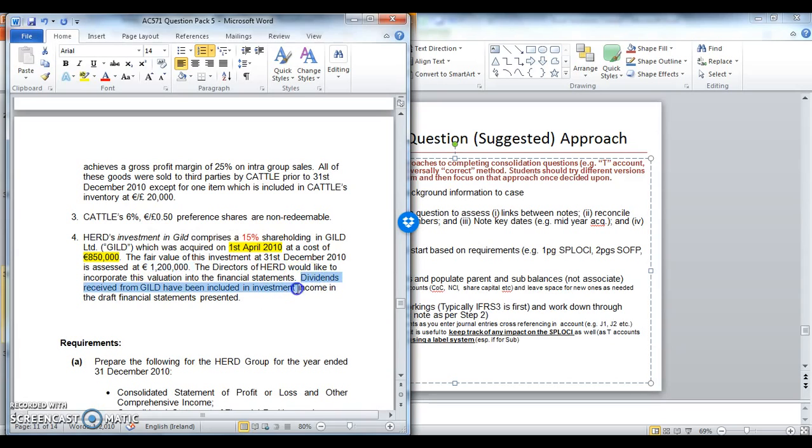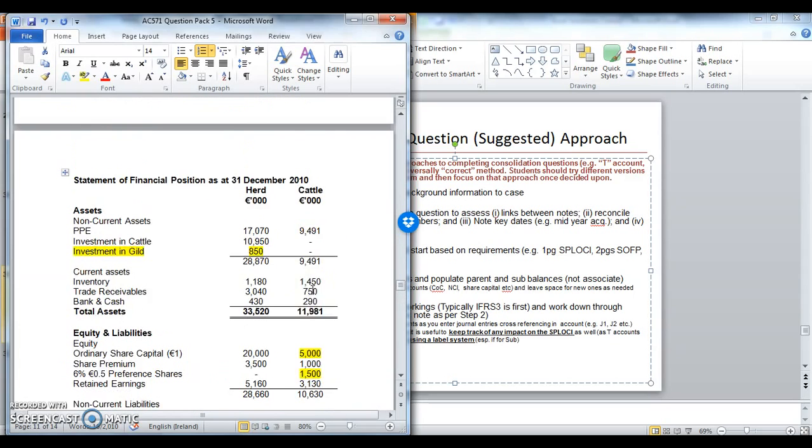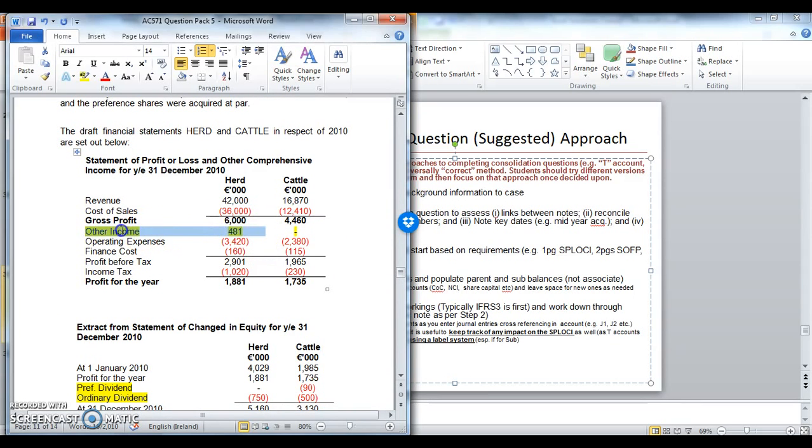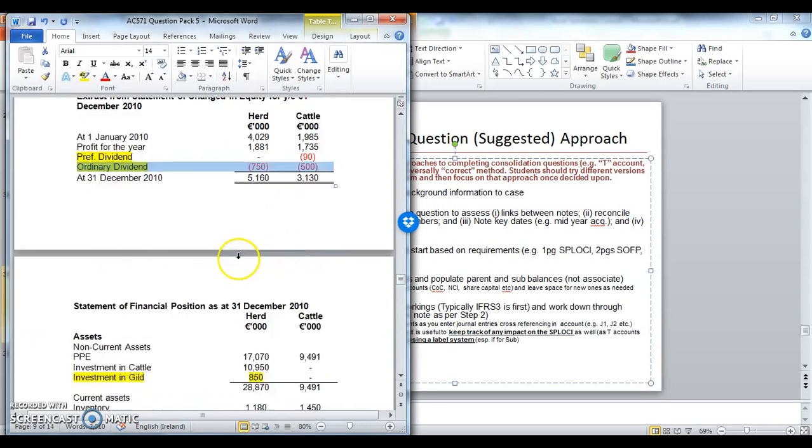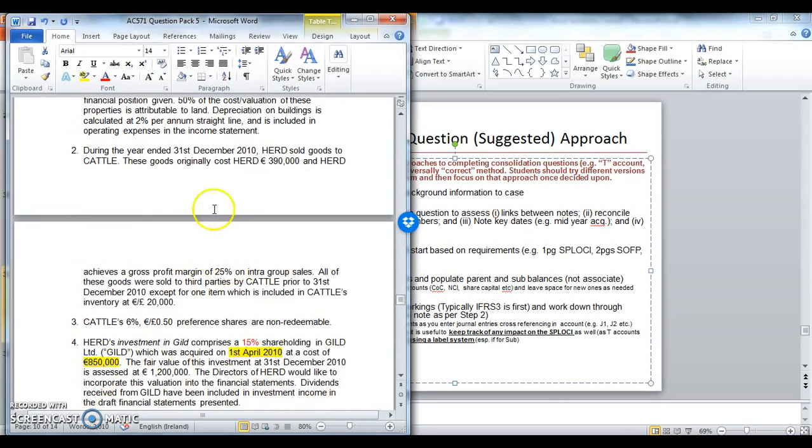And dividends received from Guild have been presented in investment income also. So we know up here, this also includes some dividend from Guild, which again is legitimately there. So we've just to make sure, is there anything else in there? And there more likely is, Herd's dividends. So that's our 4 elements.